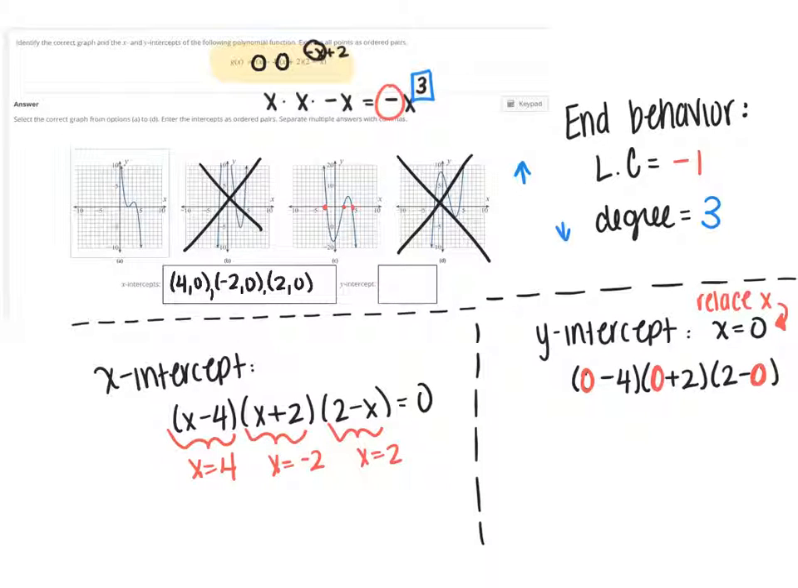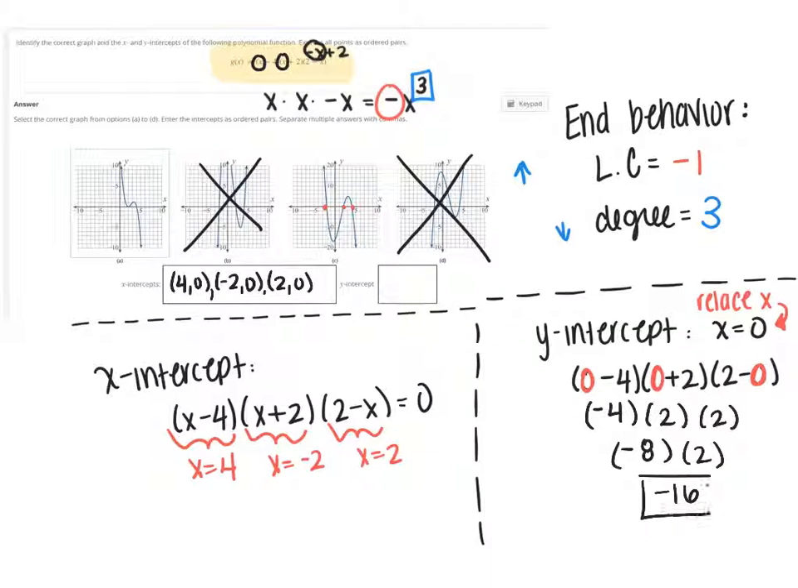So I have 0 minus 4 gives me negative 4. 0 plus 2 gives me 2. 2 minus 0 gives me 2. So I have negative 4 times 2 gives me negative 8. Negative 8 times 2 gives me negative 16. So that is my y-intercept. Again, you have to do it as a point. So it's 0, negative 16, which then confirms that that is indeed my correct graph.